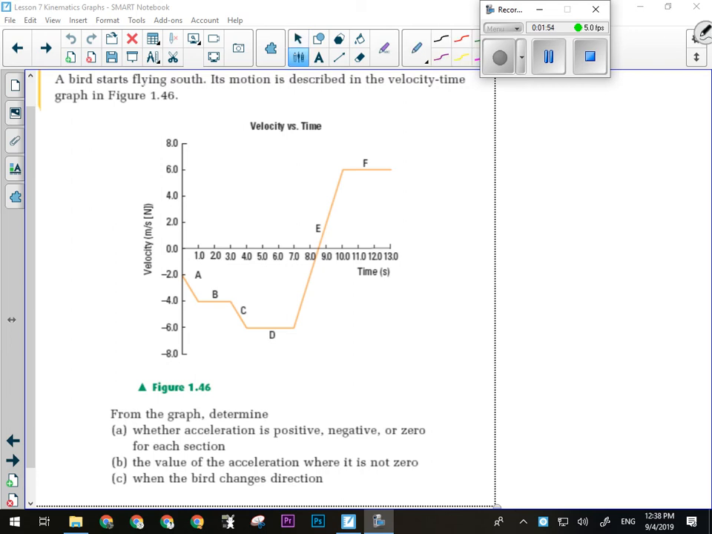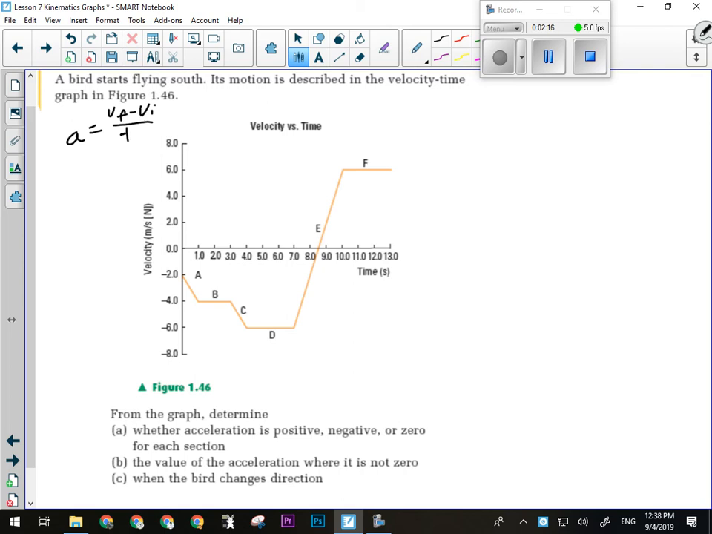Next, it says calculate the acceleration where it isn't zero. So during part A, the object is accelerating negatively. That is, it's going faster south, because north is our positive direction here. If I want to calculate acceleration, and it's not a perfectly linear graph, then I want to use this formula: a equals vf minus vi over t.